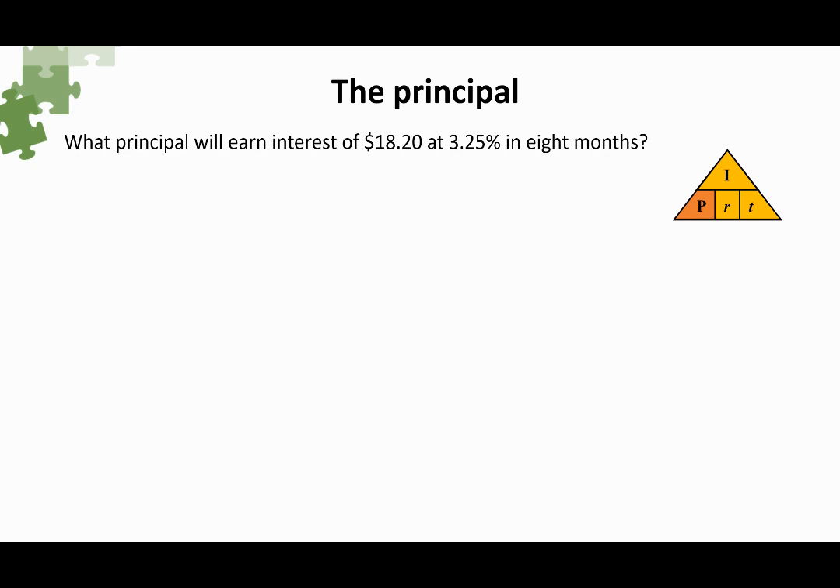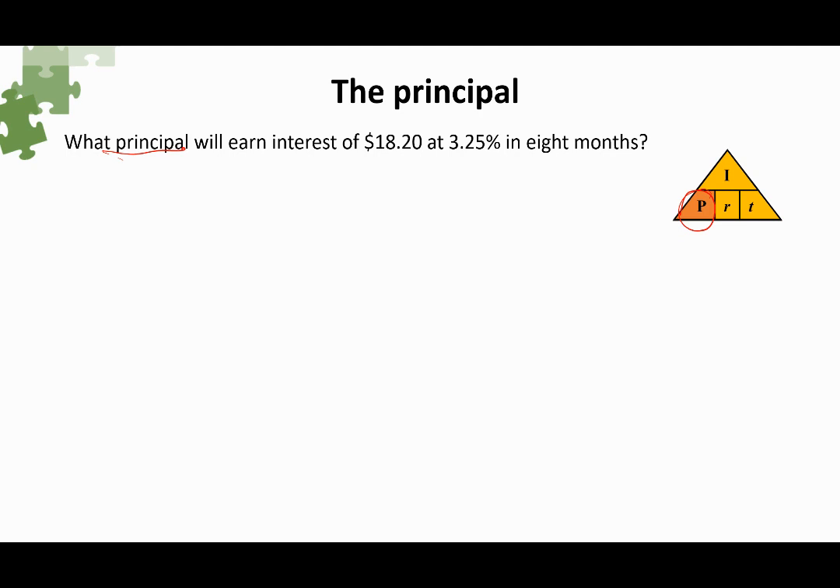All right, so there's our diagram at the top right, and the question is, what principal will earn interest of $18.20 at 3.25% in 8 months? So you're trying to find out the principal, which is why this is highlighted here.